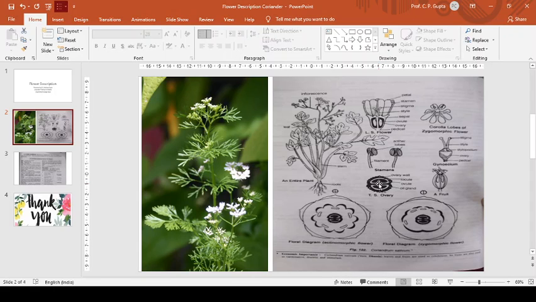Styles 2, two styles. Styles arise from a nectar secreting disc called stylopodium. This is stylopodium, a nectar secreting disc. Stigma simple and capitate. Fruit is an oblong or subglobose cremocarp or schizocarp with a carpophore. This is fruit, a diagrammatic representation of fruit.